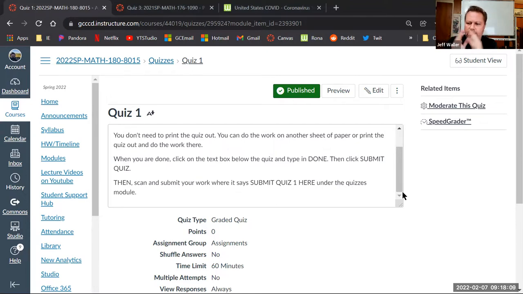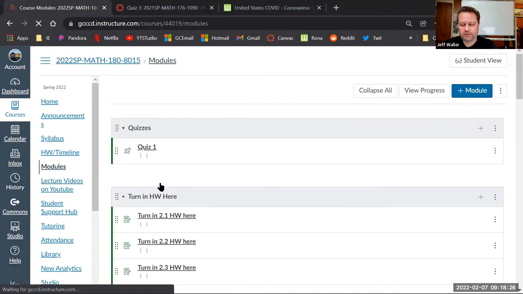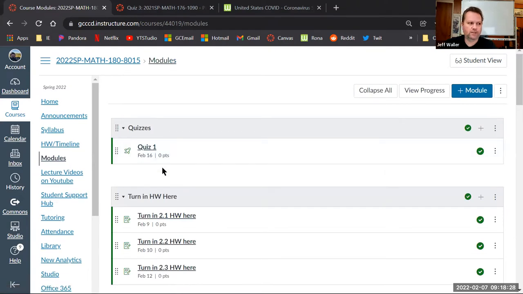Is anybody taking quizzes in Canvas? I'm sure you must have. Okay. And then I'm really sorry, you're going to scan and submit your work where it says submit quiz one here. So I'm going to make another thing. And trust me, if there was an easier way to do this, I would. But underneath here, it's going to say submit quiz one here. And that's where you're going to scan your quiz and turn it in, just like homework, right?